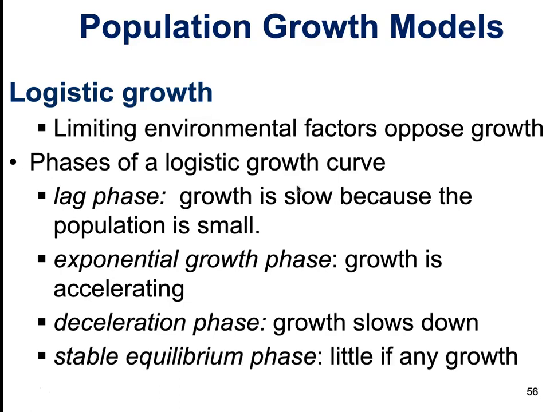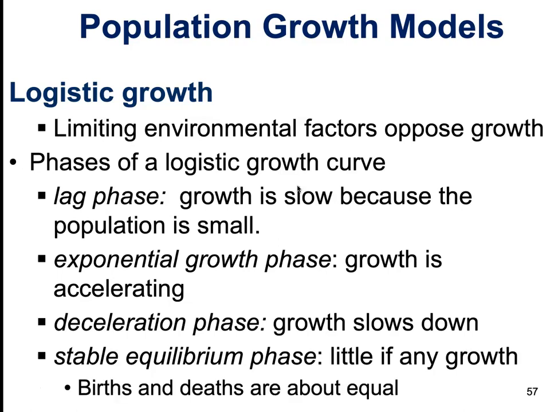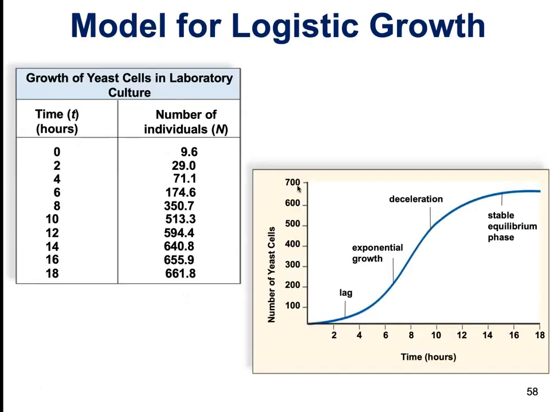And then we're going to see the stable equilibrium phase, where there's not going to be a whole lot of growth. We're going to see that the environment is supporting pretty much all that it can. So at this point, births and deaths are going to be about equal. So here's a model for that logistic growth.